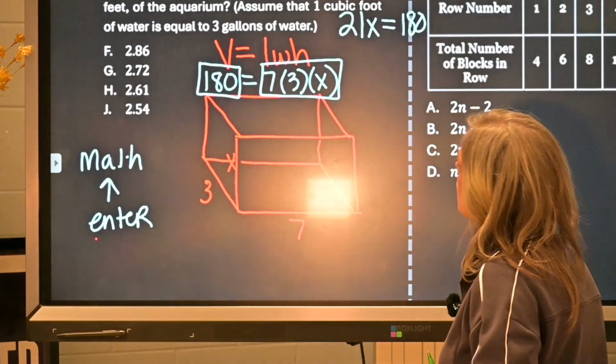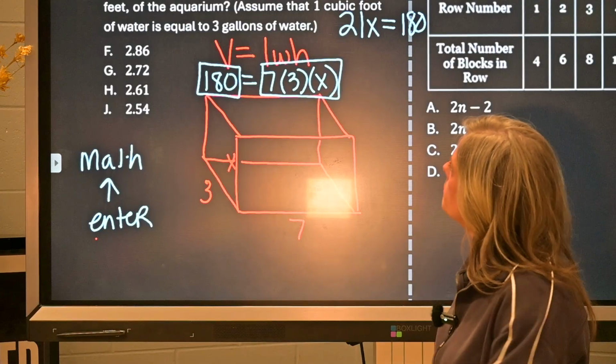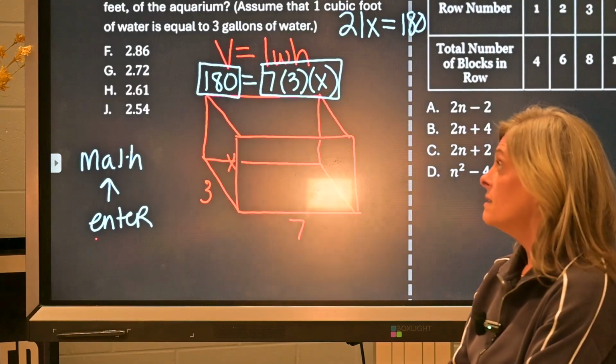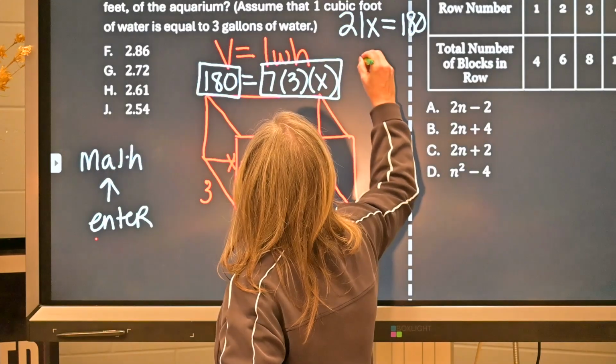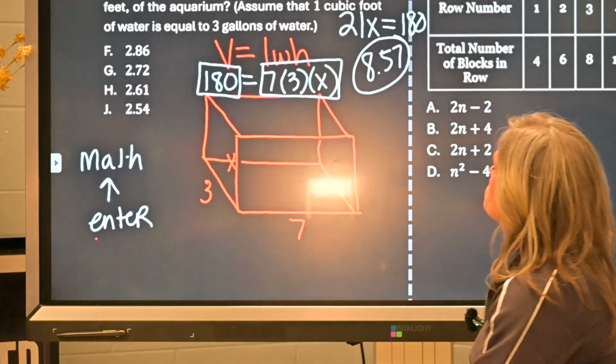Okay, so do 180 divided by 21. 8.57. Still 8.57, okay. So what are we doing wrong here?